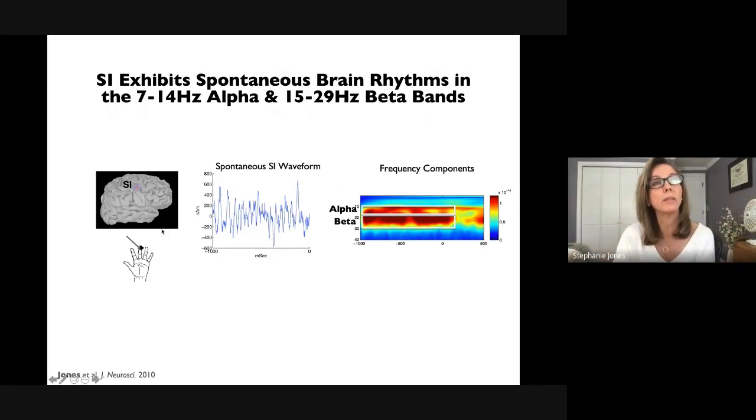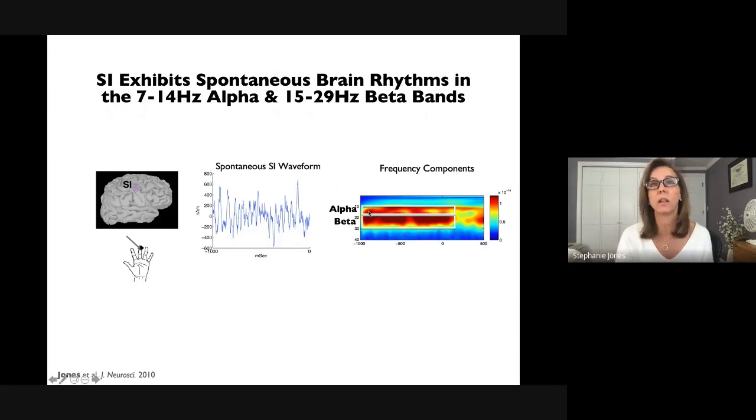So here is the spontaneous signal from the hand area of S1 before we tap the finger, right? The subject's just sitting there waiting for this tap to the finger. And you can see that there's this large amplitude, low frequency oscillation in the hand area of S1. If we put a frequency filter on that, this is a standard wavelet analysis.